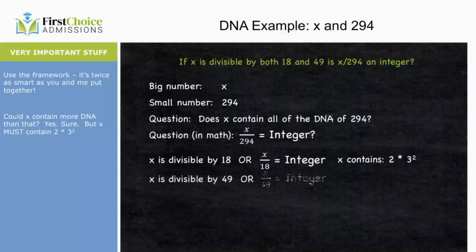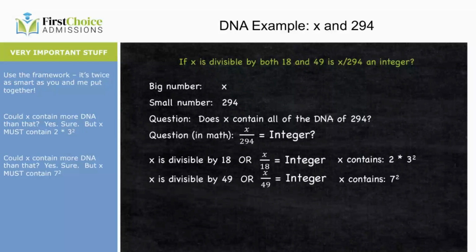Now, we're also told that X is divisible by 49, which of course means X over 49 is an integer. So we also know that X contains all of the DNA of 49, so X must contain 2 7s. Now, again, could X contain a heck of a lot more DNA than just 7 squared? Yeah, X could be, again, an enormous number, but it must contain 7 squared.